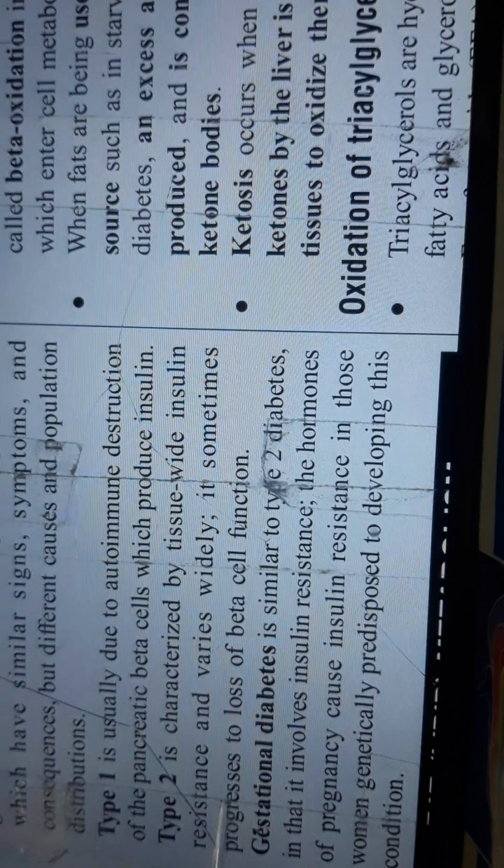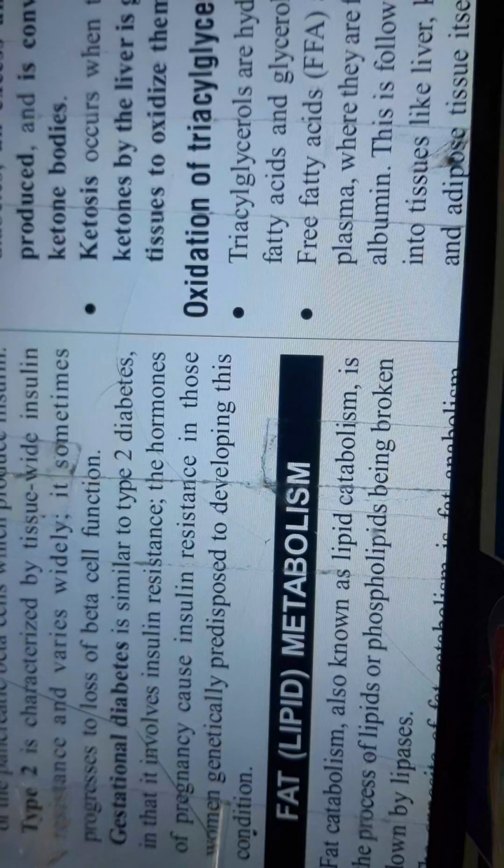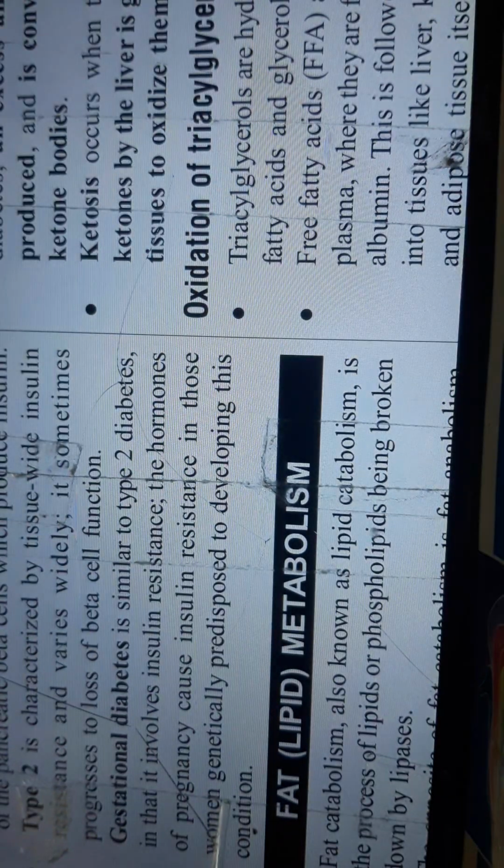Type 1 is usually autoimmune destruction of the pancreatic beta cells, which produce insulin. Type 2 is characterized by tissue-wide insulin resistance and varies widely. It sometimes progresses to a loss of beta cell function. Gestational diabetes is similar to type 2 diabetes in that it involves insulin resistance. The hormones in pregnancy cause insulin resistance, and those women are genetically predisposed to developing this condition.